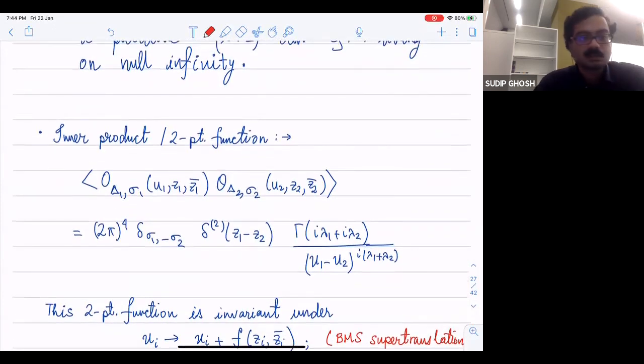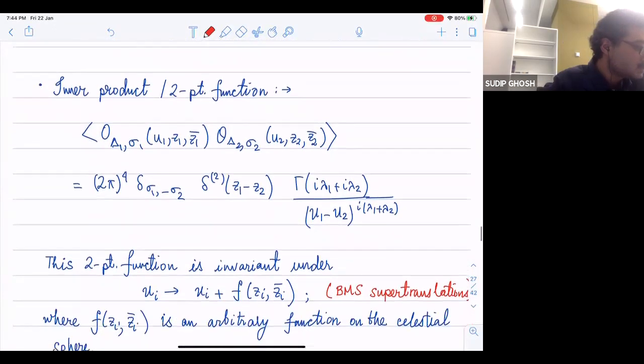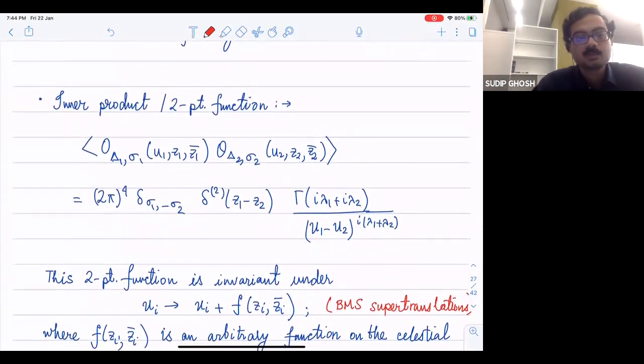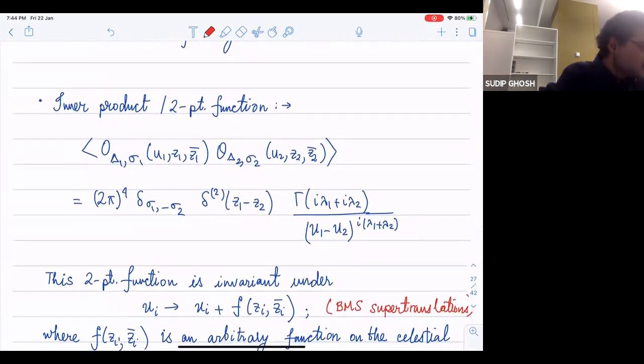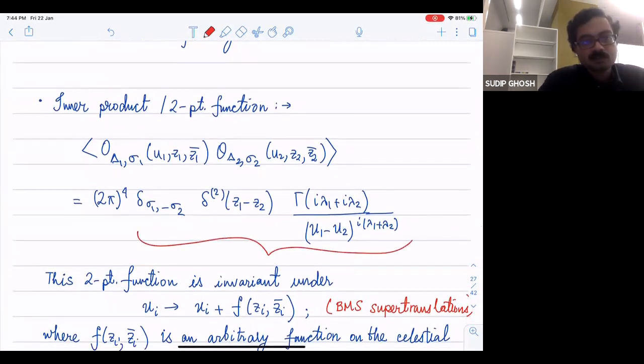The last thing I wanted to point out was about the 2-point function in this modified Mellin basis. In this case, you can actually compute the inner product between states in this modified Mellin definition, or equivalently the 2-point function. What you can show is that the 2-point function takes a form like this. You still have this delta function, delta of z1 minus z2, which arises out of momentum conservation and tells you that a free massless particle enters and exits at the same point on the celestial sphere.